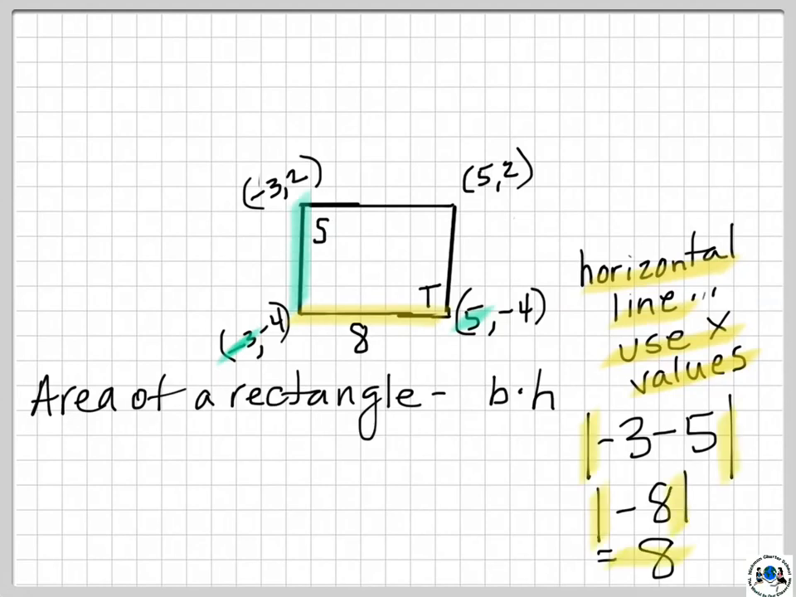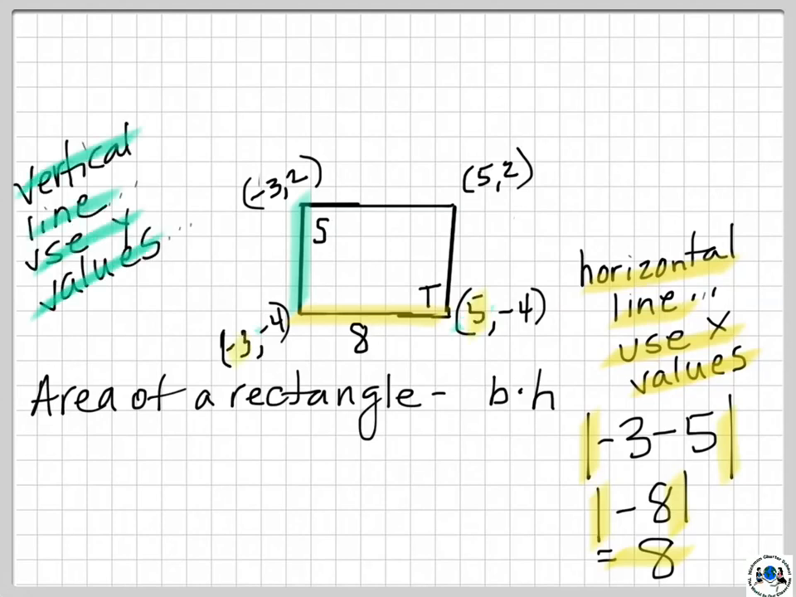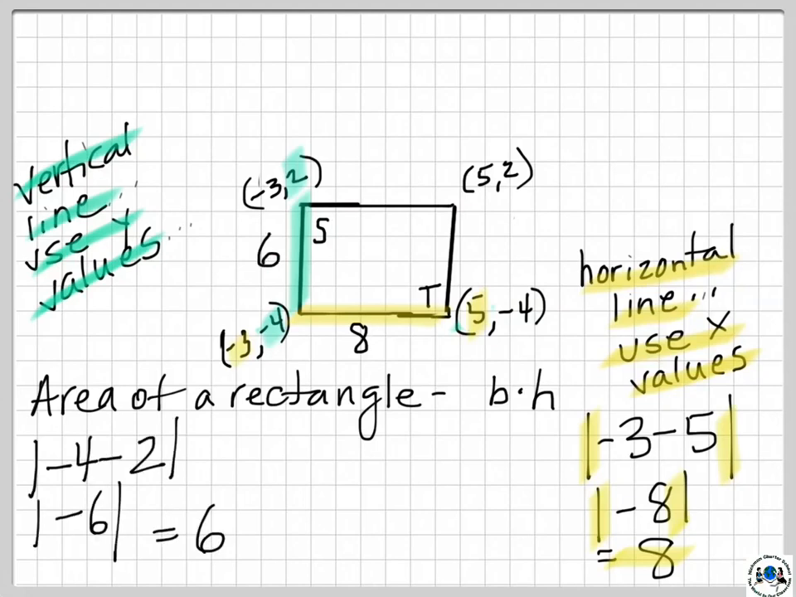Now the vertical line, which is going to be our height, uses the y values. The vertical line is going to use the y values, and we're going to use them in the same way as we used the x values. So we had -4 and 2 for our y values. It doesn't matter which way you subtract, and hopefully we learned that or saw that when we worked with absolute value in the past.